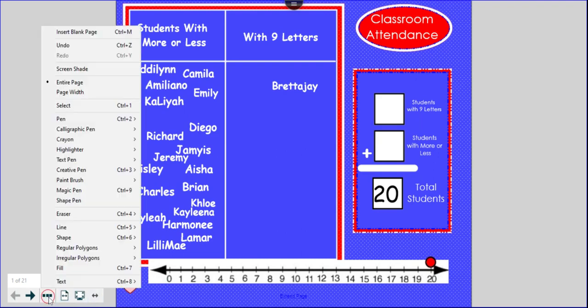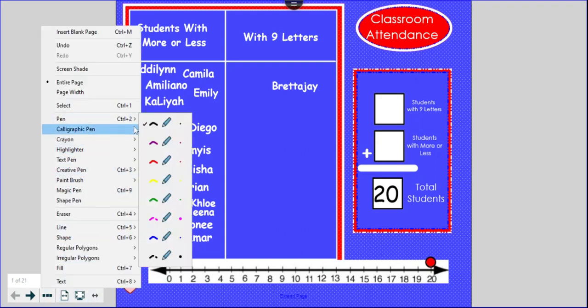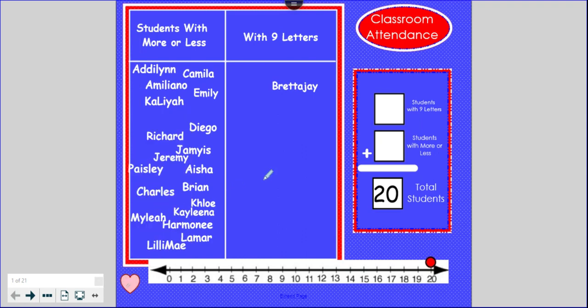How about that? All right, let me get my pen. Today we will use green. All right, so one student in our class has 9 letters in their name. So I'm going to write a number 1 on our up and down number sentence. Let's see, we're going to count and find out how many kids have more or less than 9. 1, 2, 3, 4, 5, 6, 7, 8, 9, 10, 11, 12, 13, 14, 15, 16, 17, 18, 19. 19 kids have more or less than 9 letters.